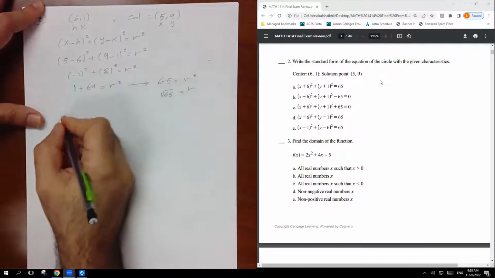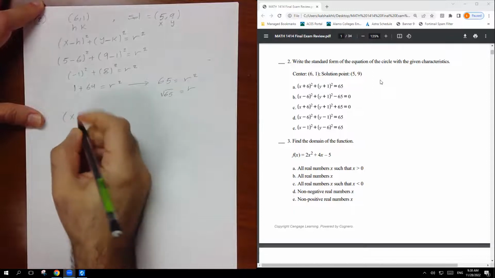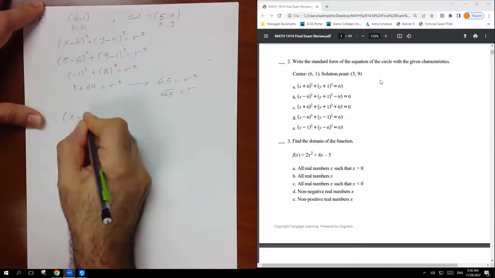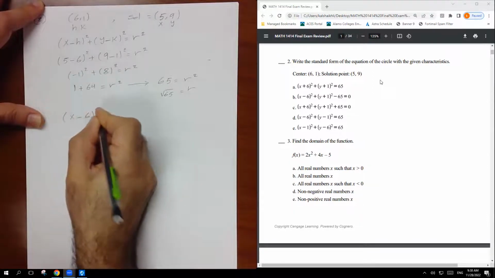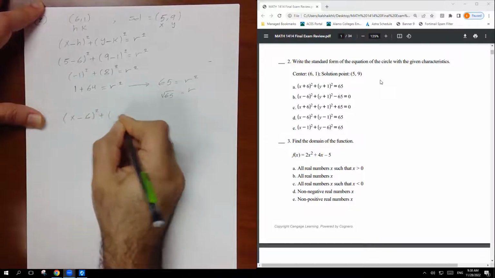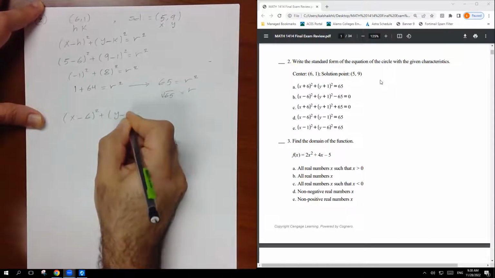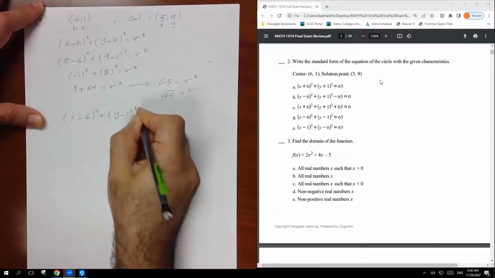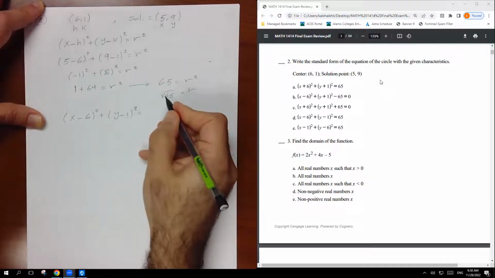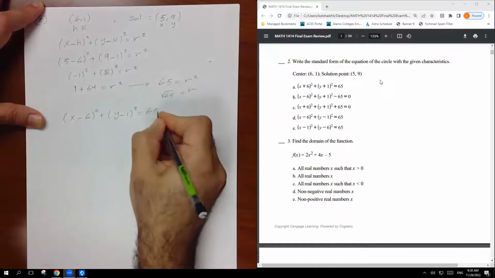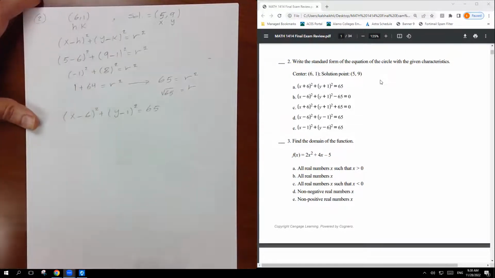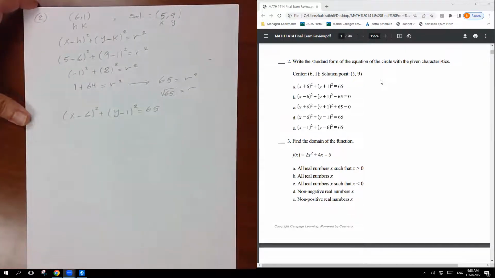So the standard form of the circle is x minus 6 squared plus y minus k, which is 1, squared equals 65. So that's it for this example. So we're going to choose x minus 6 squared plus y minus 1 squared equals 65. So it's going to be D.